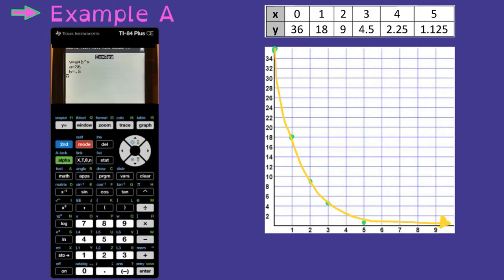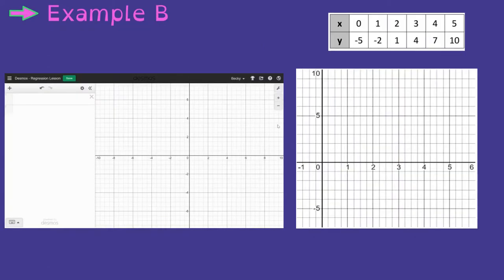Okay, so now that we have our regression, let's go ahead and write down our final answer. We have y equals 36 times 0.5 to the x power. Don't forget that we can write the same regression as f of x equals 36 times 0.5 to the x power.